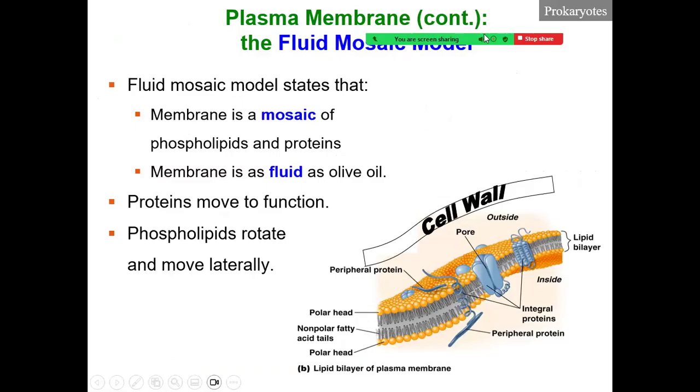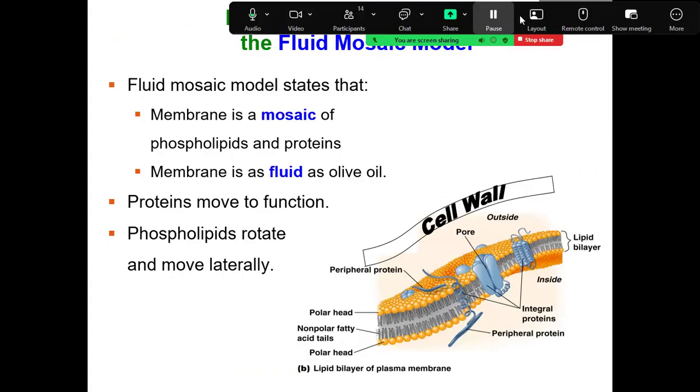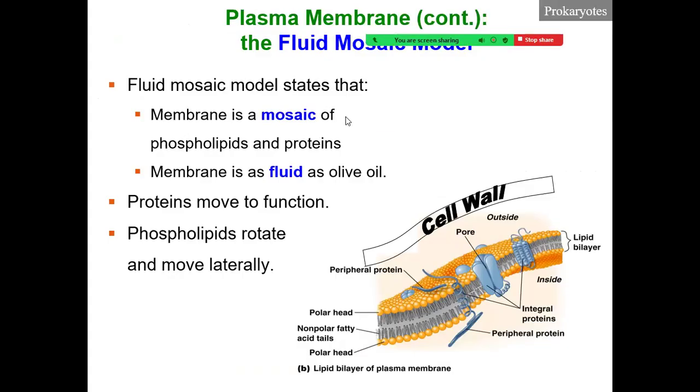The plasma membrane follows the fluid mosaic model for our understanding. And the fluid mosaic model states that the membrane is a mosaic of phospholipids and proteins, and the membrane is as fluid as olive oil. So if you think of olive oil at room temperature, it's a liquid, a little viscous compared to water, but definitely a liquid. You put olive oil in the refrigerator, it'll become mostly solid. And you put it in the frying pan, you heat it up, it'll become vapor.